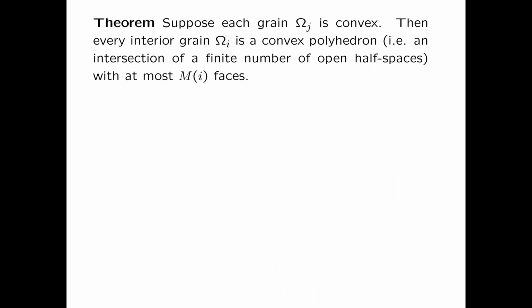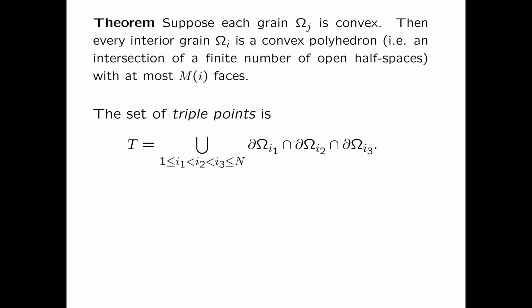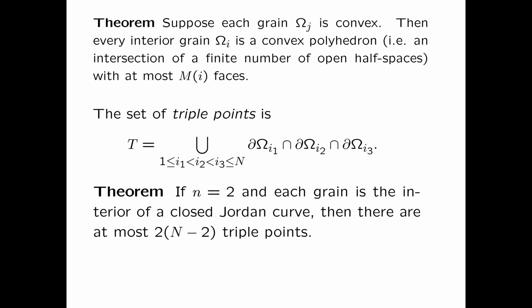A convex polyhedron, an intersection of a finite number of half spaces. And then you can ask, what about the triple points? These are points that belong to 3 or more grain boundaries. In 2 dimensions, you can show that there are at most 2N-2 triple points.